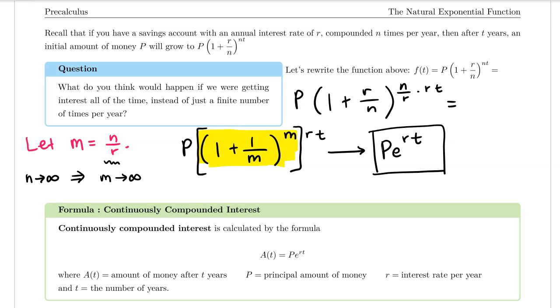Continuously compounded interest is calculated by the formula A(t) = P times e to the power of rt, where A(t) equals the amount of money after t years, P is the principal amount of money, and remember, principal just means the amount of money that we're starting off with, or the amount of money that you're initially putting into your bank account. r represents our annual interest rate, and t represents the number of years that we are looking at. So let's go ahead and use this information now to look at an example.